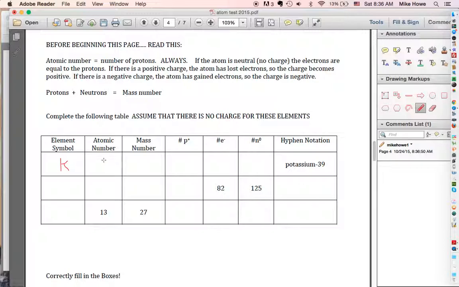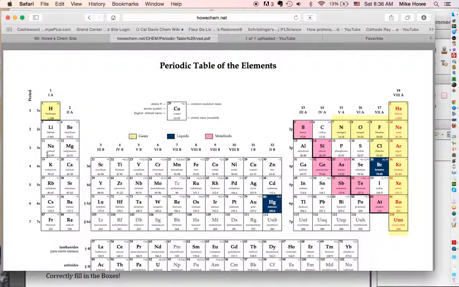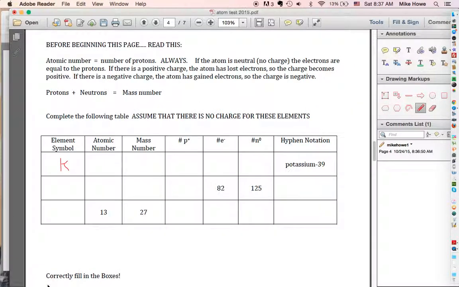The atomic number for potassium, you'll need to look at the periodic table to find, and it's over here. The atomic number is 19. There you go, 19 right here. So K, 19. The mass number is given to us over here as 39.